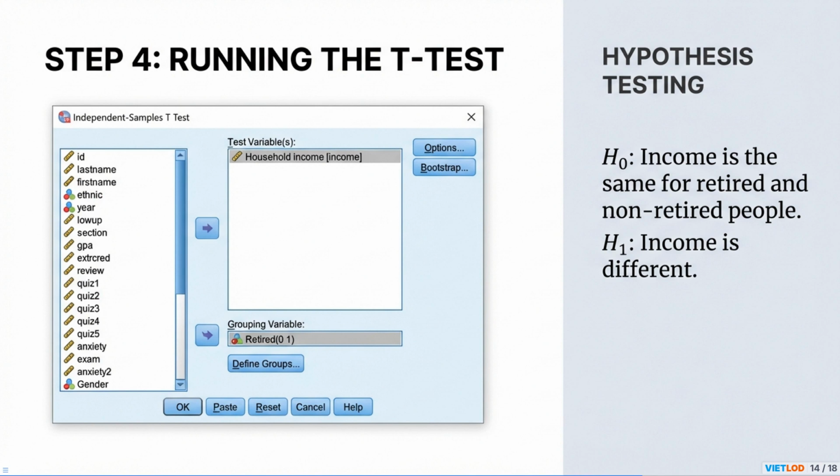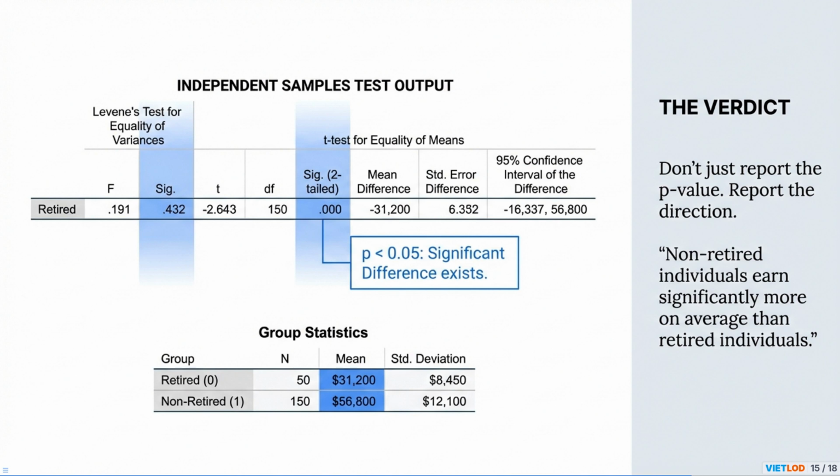In the SPSS dialog box on the left, we've set up the test by designating household income as our test variable. This is the continuous variable whose means we want to compare. Below that, retired 0 1 is selected as the grouping variable. This categorical variable separates our data into two groups, retired 1 and non-retired 0, allowing us to compare their mean incomes. The Options and Bootstrap buttons provide further customization, but for now, the key is the correct assignment of our test and grouping variables to address our research question.